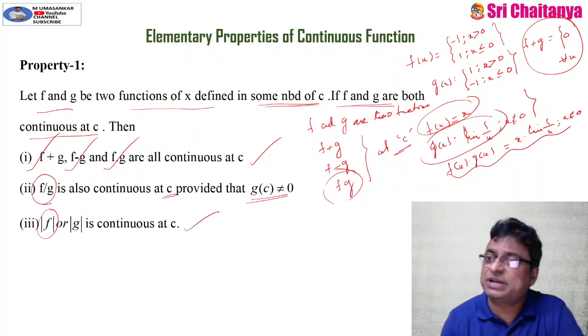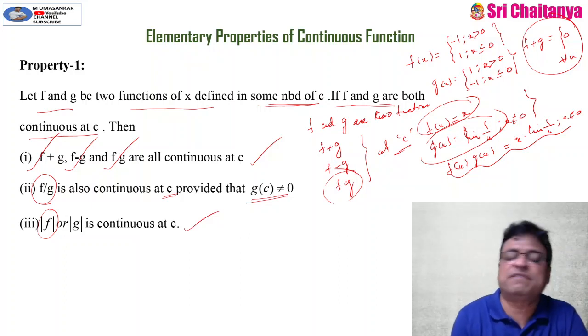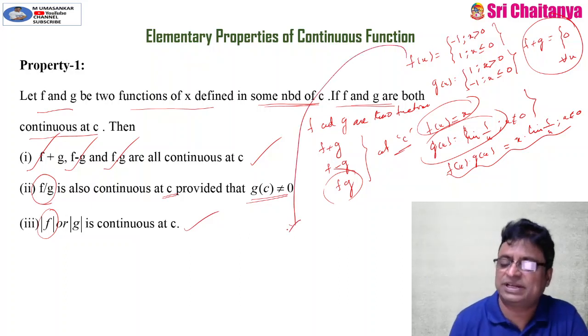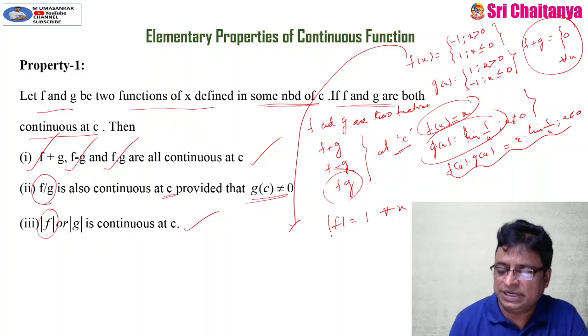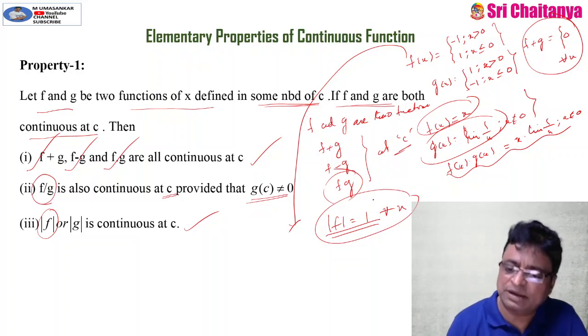If f is continuous, then mod f is continuous. But if mod f is continuous, then the function f need not be continuous. See, this is the best example for that. Here, what is mod f? Mod f is nothing but 1 for every x. It is continuous at x equal to 0, but f is not continuous at x equal to 0. Or if I had taken minus 1 and 1, then that story would be a different one.